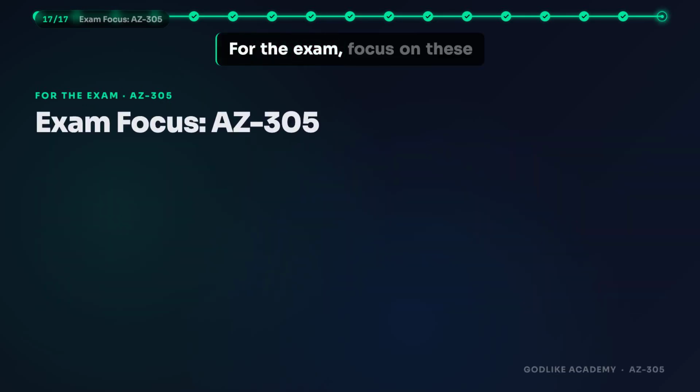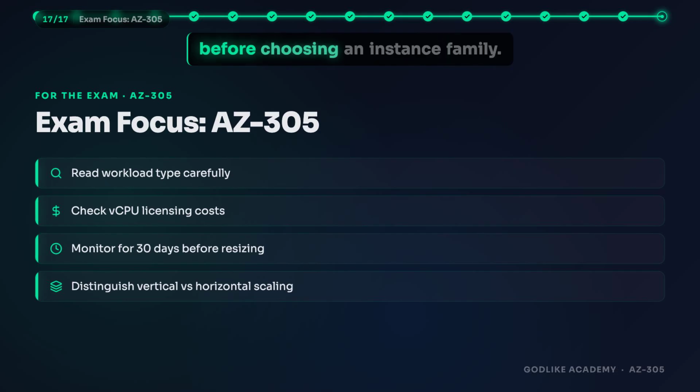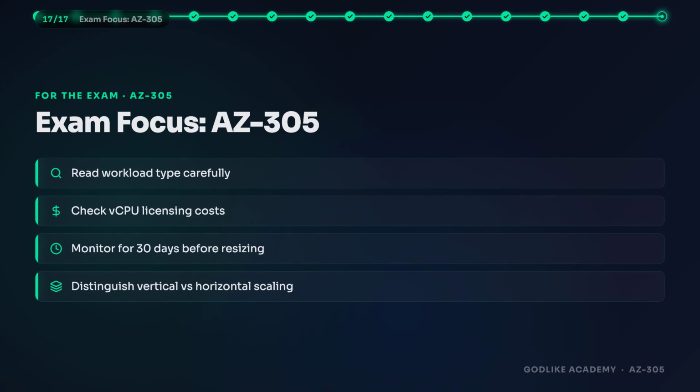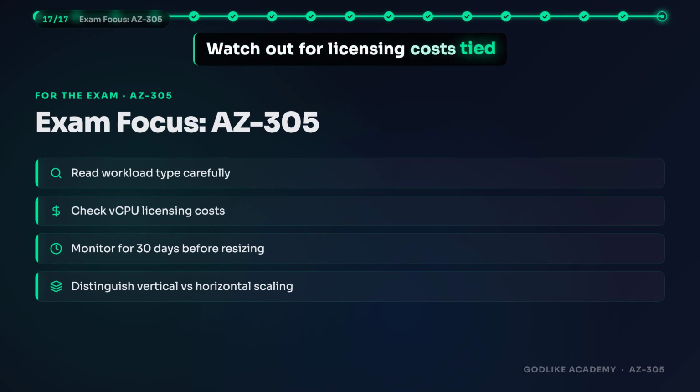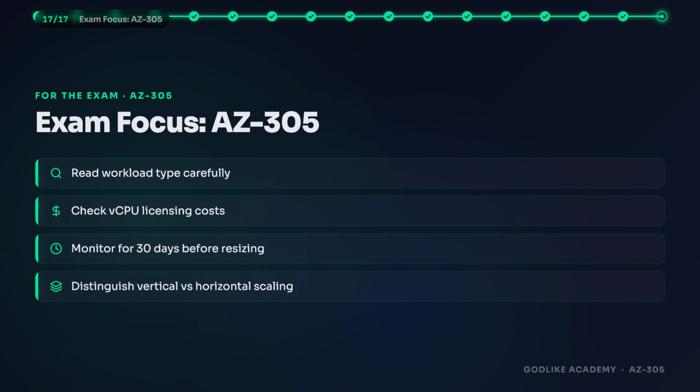For the exam, focus on these tips. Always read the workload type carefully before choosing an instance family. Watch out for licensing costs tied to vCPU counts, as this can impact your total cost of ownership. Remember that right sizing is iterative. You should monitor metrics for 30 days and adjust resources accordingly.